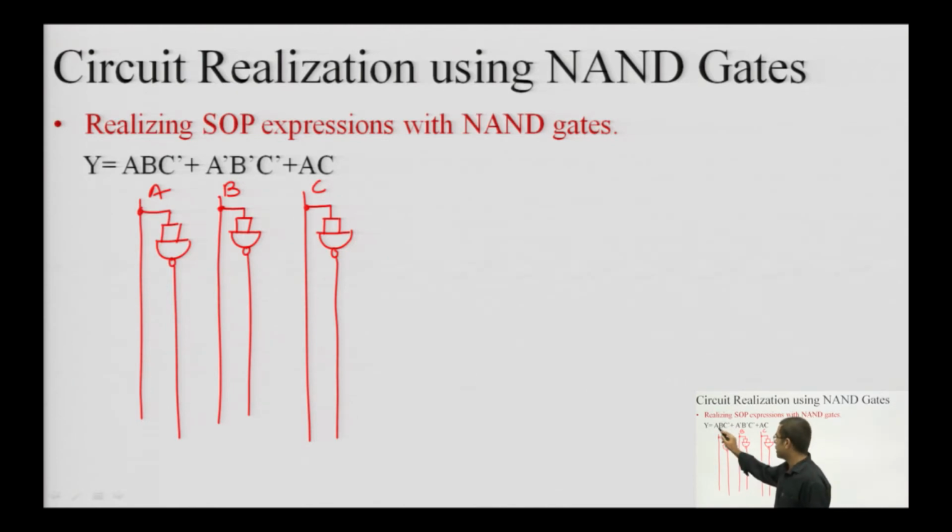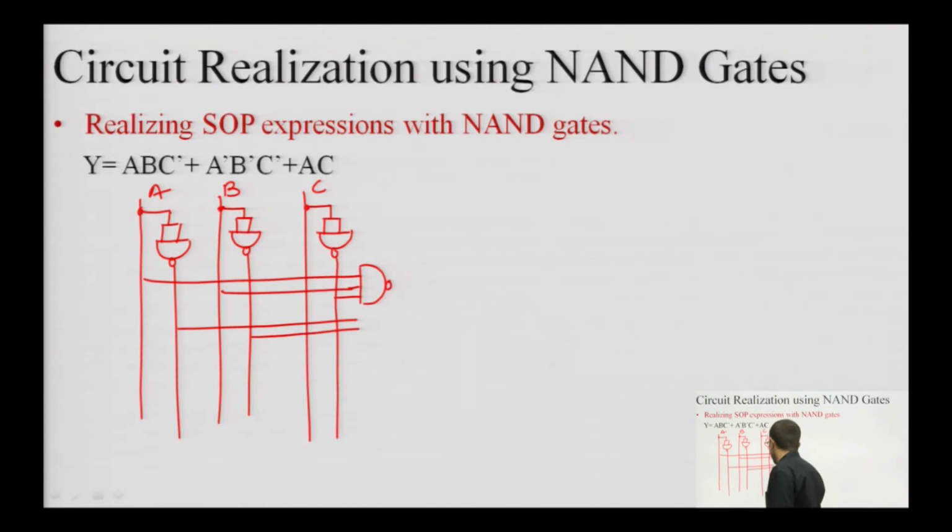Then the first product A, B, C bar. This is my A, this is my B and this is C bar. All these have to be multiplied, but instead of using an AND gate for the product, I am using a NAND gate. Then again A bar, B bar, C bar. This is my A bar, this is B bar and this is C bar. Again I am using a NAND gate. And the third product is AC. So, this is my A and this is C.